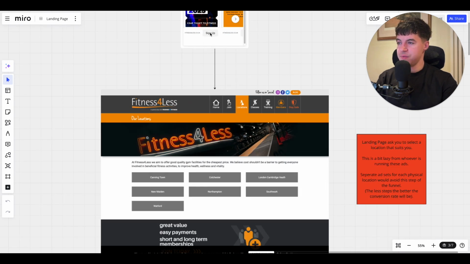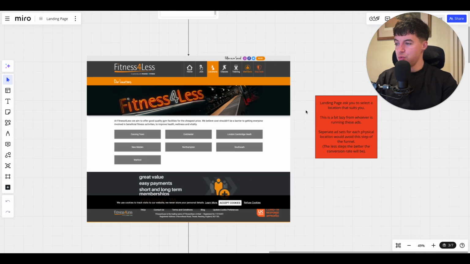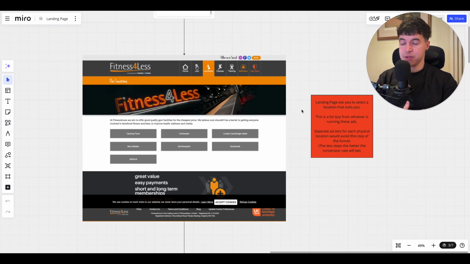So I clicked on the sign up button and I went through to this page, which basically asks me to pick the location that best suits me. So the landing page will ask you to select a location that suits you. This is a bit lazy from whoever is running these ads. Separate ad sets for each physical location would avoid this step of the funnel. The fewer steps, the better the conversion rates will be.